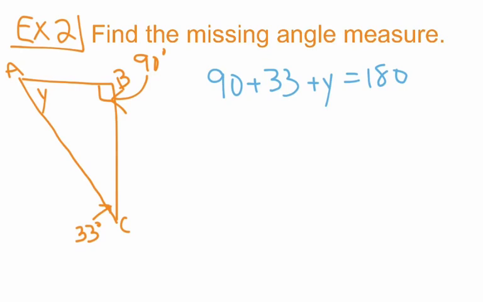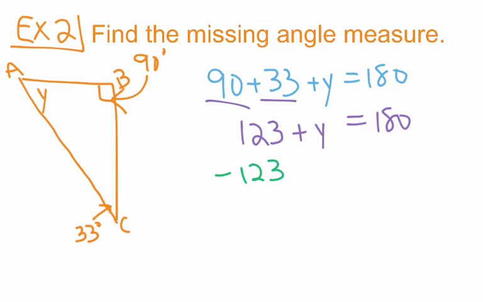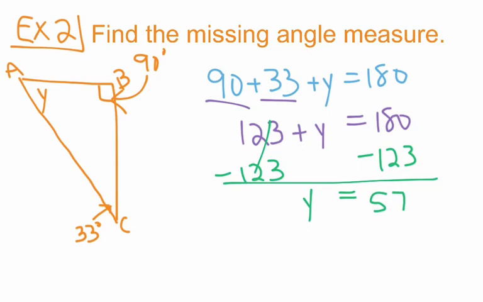Just like before, we go ahead and combine like terms. We're going to combine 90 and 33 to get 123 plus y equals 180. Next step is going to be to subtract 123 from both sides. And when we do that, we're going to get y is equal to 57. So that tells us that the measure of angle A is going to be 57 degrees. So those are a couple quick examples on finding the missing interior angle measure of a triangle.